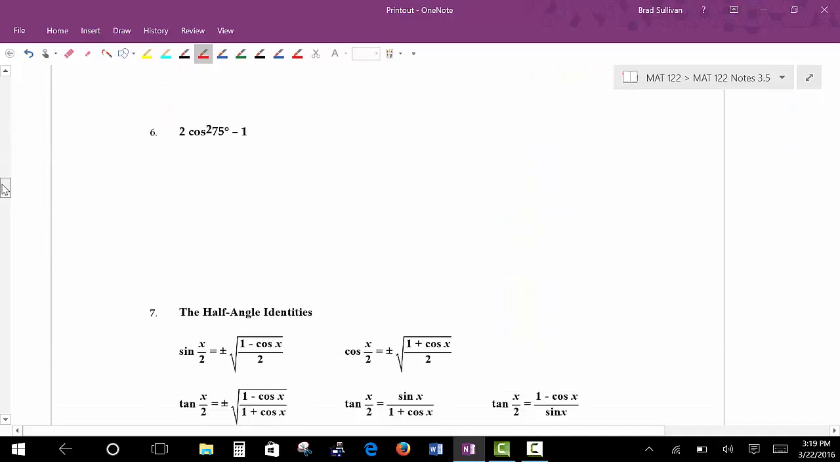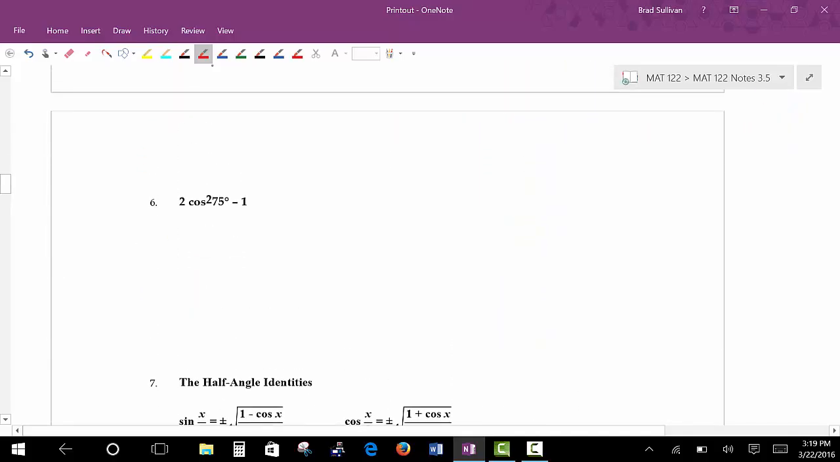Okay, next problem. This one clearly is a cosine identity. So we have a cosine double angle identity that goes like this: cosine of 2x is equal to 2 cosine squared x minus 1. So in this problem, the 75 degrees is what x is. It's not what 2x is. So what you would do is realize that this would be the same thing as the cosine of double that angle. So it would be the cosine of 2 times 75, which is equal to the cosine of 150 degrees.